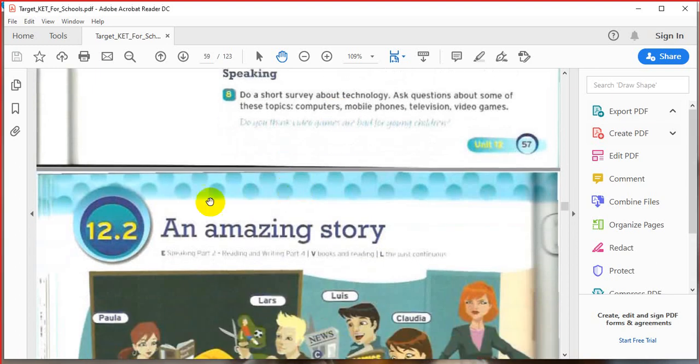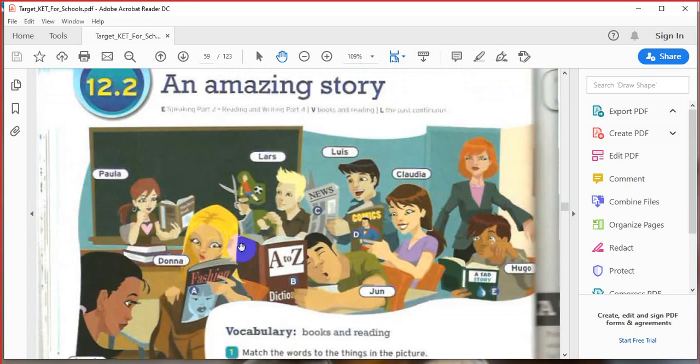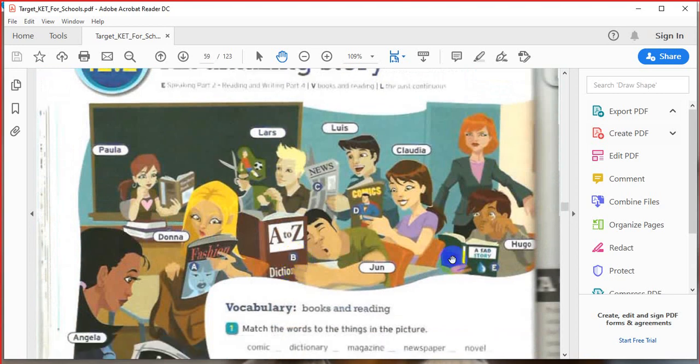Lesson for today, 12.2, Amazing Story. So here we have how many people are there in the picture? There are 9 people in the picture. So you will say people, no S. 1, 2, 3. Yes, 9 people.